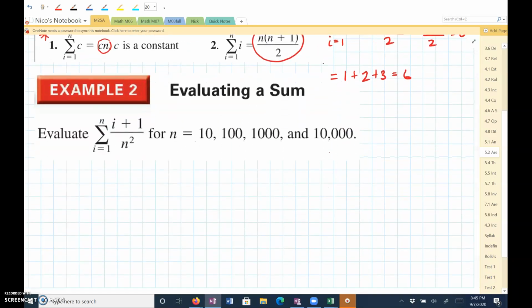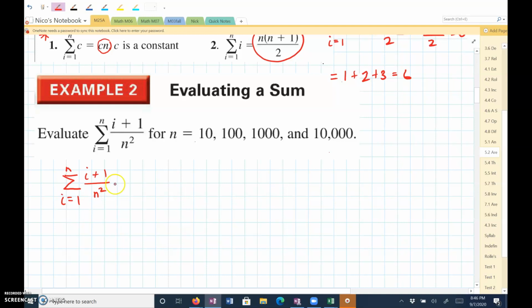So let's try one of these. Let's try this one. Evaluate the summation, where we've got i is equal to 1 to the nth term, of i plus 1 all over n squared, for when n is 10, n is 100, n is 1,000, n is 10,000. So first of all, let's just solve it in this form, and then we'll plug in the different values for n.